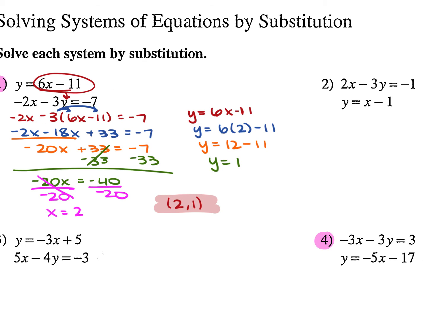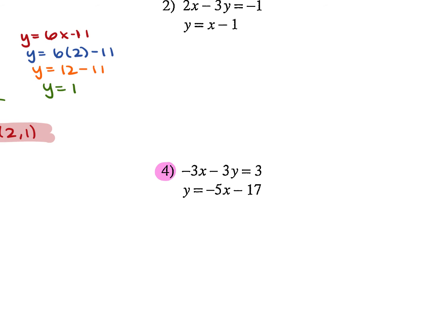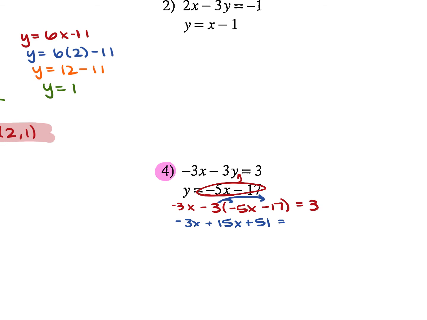The next one we're going to look at is number 4. We have negative 3x minus 3y is equal to 3, and y is equal to negative 5x minus 17. You have a y is equal to here, so take this and plug it in for y in the other equation. This is going to give us negative 3x minus 3 times negative 5x minus 17 is equal to 3. We're going to distribute this negative 3 into the set of parentheses. So we have negative 3x plus 15x, the negative 3 times negative 17 is a positive 51, is equal to 3.